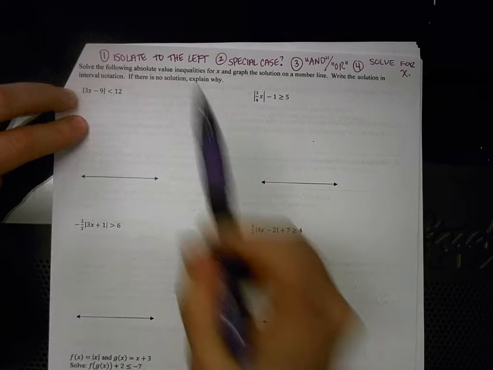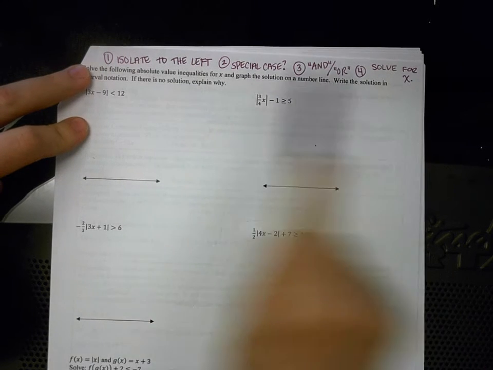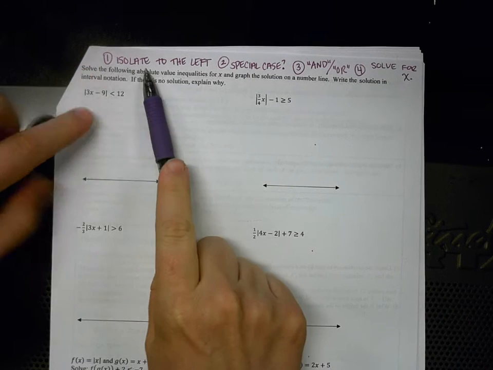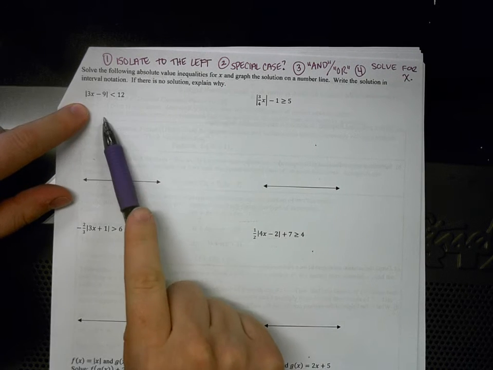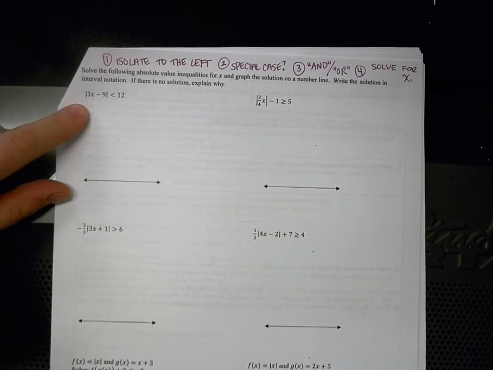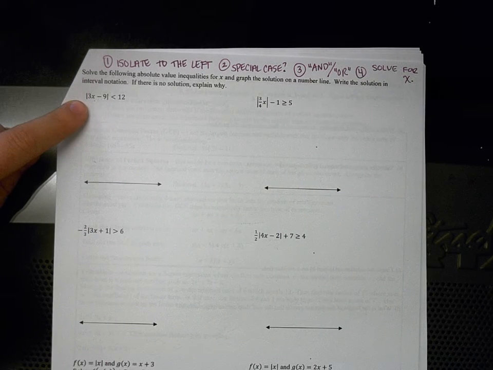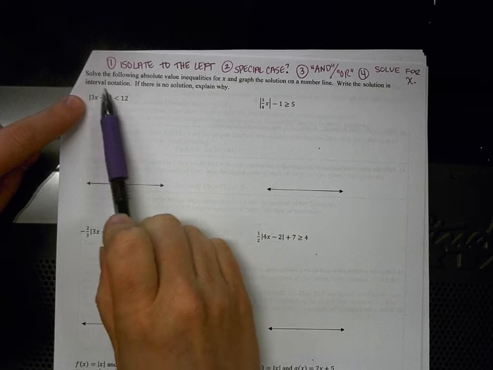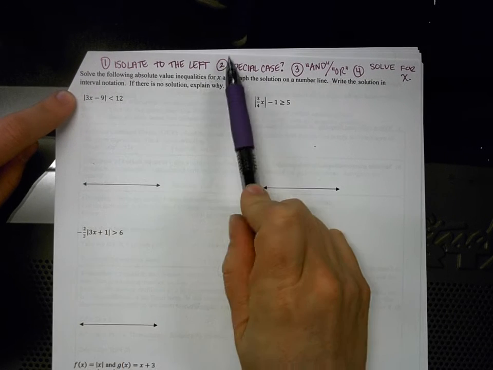Okay, so Math 3, Unit 2, Section 3, Part 2. So we've written some information at the top in order to help us solve. We're going through these steps. The very first thing I need to do in each problem is isolate my absolute value to the left. So on this first example, is my absolute value isolated? Yes. There's nothing additional outside the absolute value, so we're isolated.